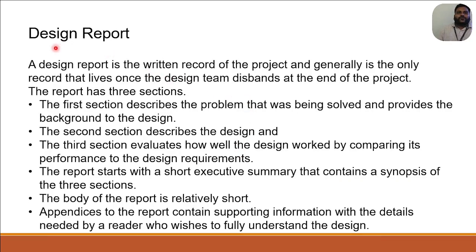So how do you write a design report? The first section describes the problem that was being solved and provides a background to the design. The second section describes the design, and the third evaluates how well the design worked by comparing its performance. This is followed by a short executive summary that contains a synopsis of the three sections. Then comes the body of the report, which is relatively short, then appendices containing supporting information.